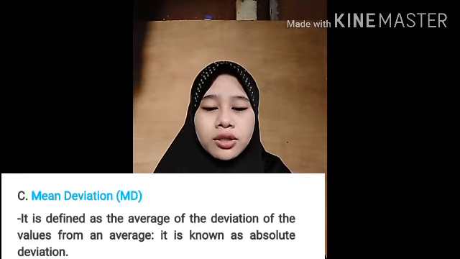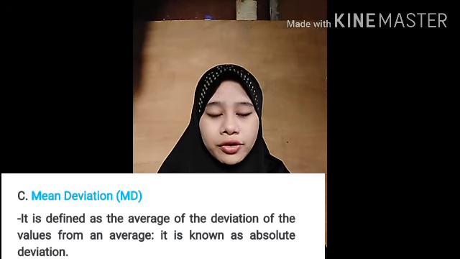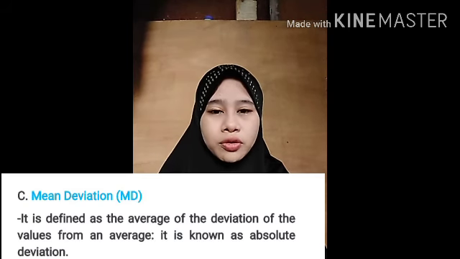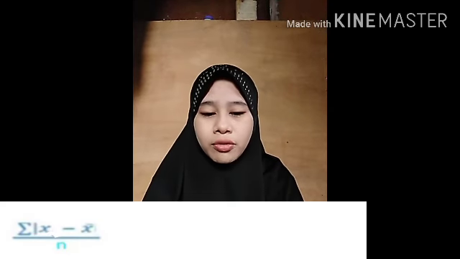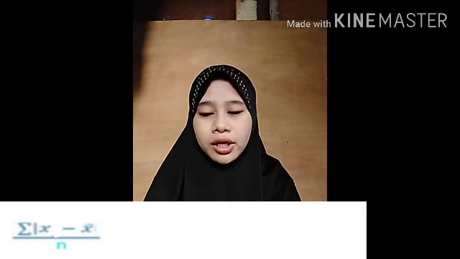So Q3 equals the 7.5th term. Letter C is the mean deviation. It is defined as the average of the deviations of the values from the average. It is also known as absolute deviation. So here is the formula: the sum of all absolute deviations from the mean, x bar, divided by n. So mean deviation is the arithmetic mean of all absolute deviations from the mean. This is the sum of all absolute deviations from the mean x bar divided by n.